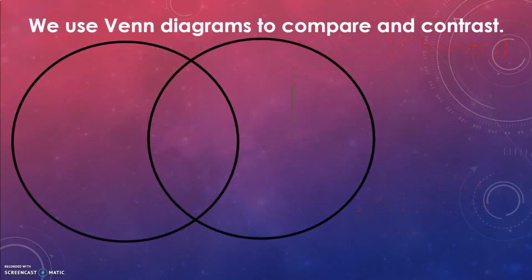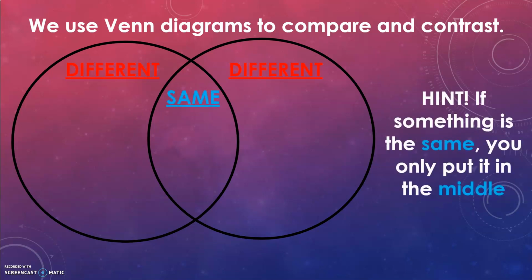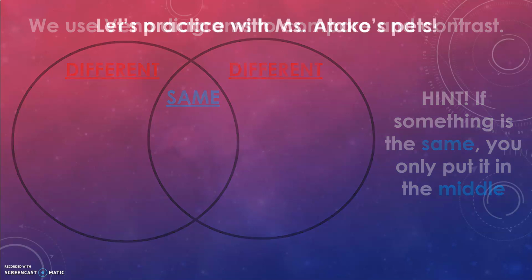We use Venn diagrams to compare and contrast. Things that are different go in the outside circles, and things that are the same go in the inside circles. Hint: if something is the same, you only put it in the middle. You do not also put it on the outside.